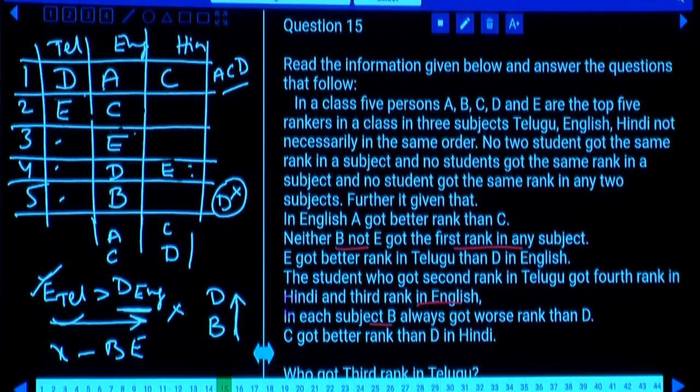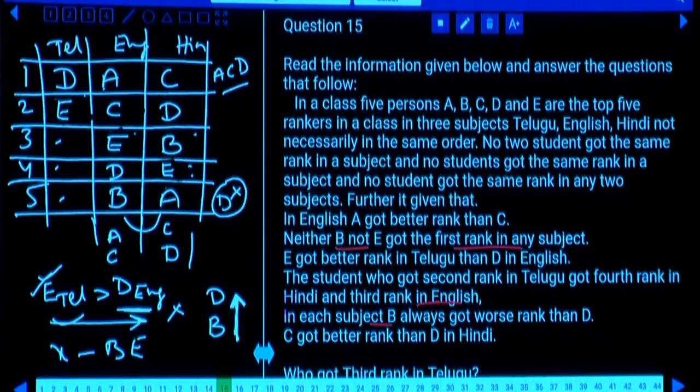Then D can be either at this place or at this place. There are two possibilities. If you take D at this place, then D must always get better rank than B, so B must be here, which is not possible because B is already here, which implies that D cannot be at this place. As D cannot be at this place and B cannot be here, D must be here only. If this is D, this person must be B. If this is B, then who is the person left over? A is the person left over.